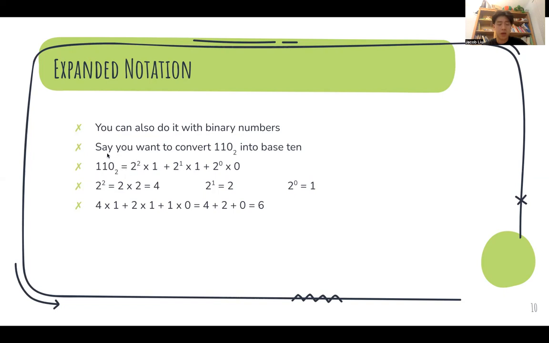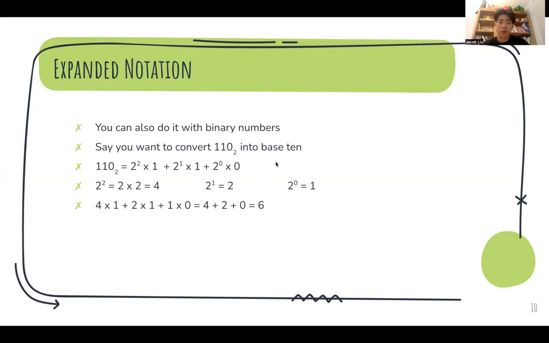And then this middle one is multiplied by 2 to the power of 1. And this rightmost, the 0, is multiplied by 2 to the power of 0. A pattern you may notice is that the rightmost digit starts with 2 to the power of 0, and then as you go on, the exponent gets 1 added to it.